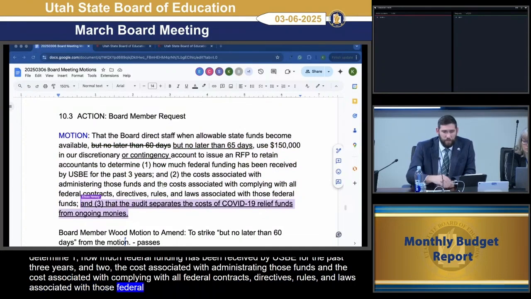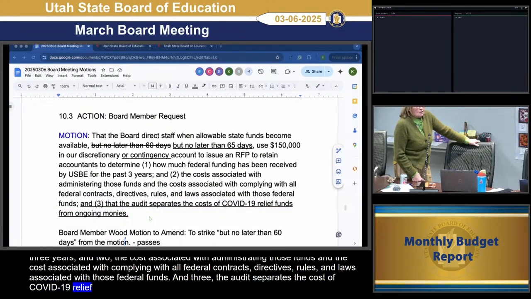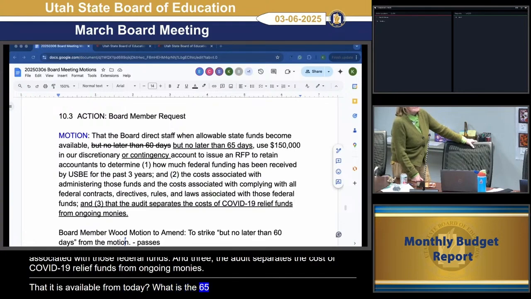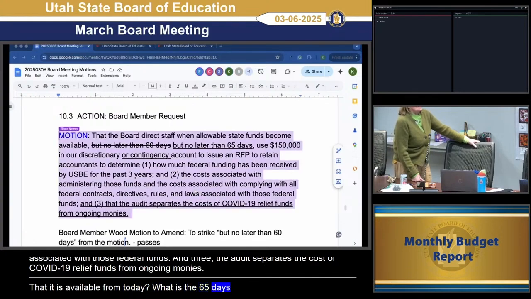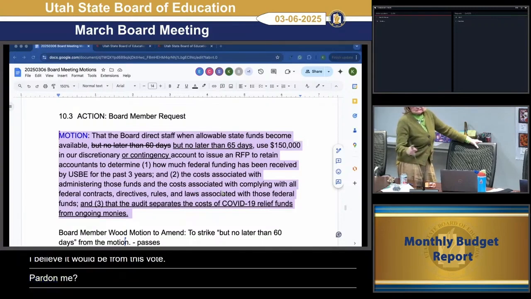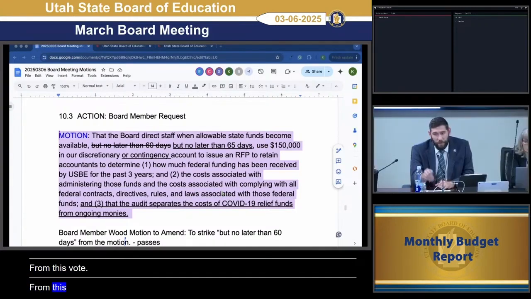Member Lear. 65 days from the day they become available, or from today, or what's the 65 days from? I believe it would be from this vote. Pardon me? From this vote today. From this vote, okay. Is that from the maker of the motion? Okay. Member Davis, or sorry, Scott, you got a hand up?